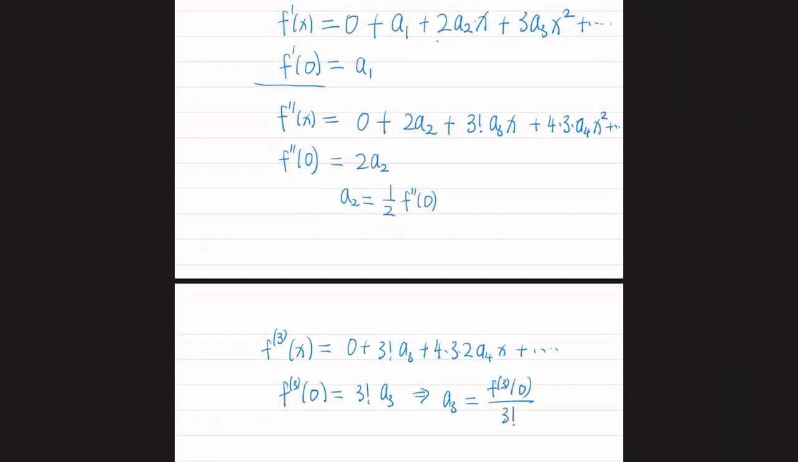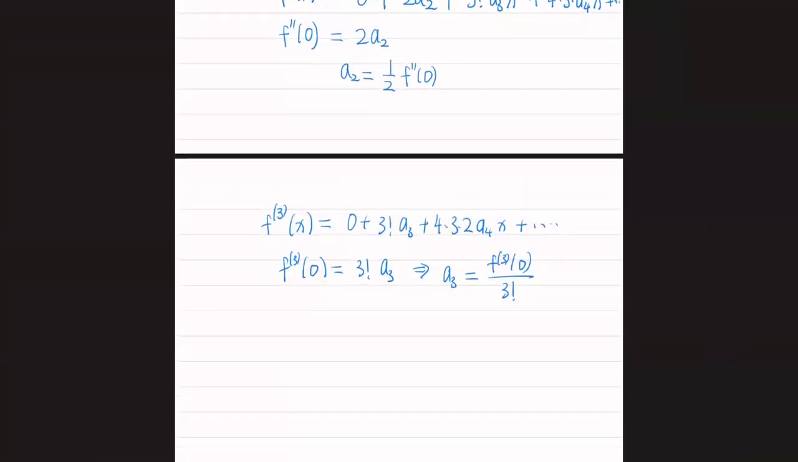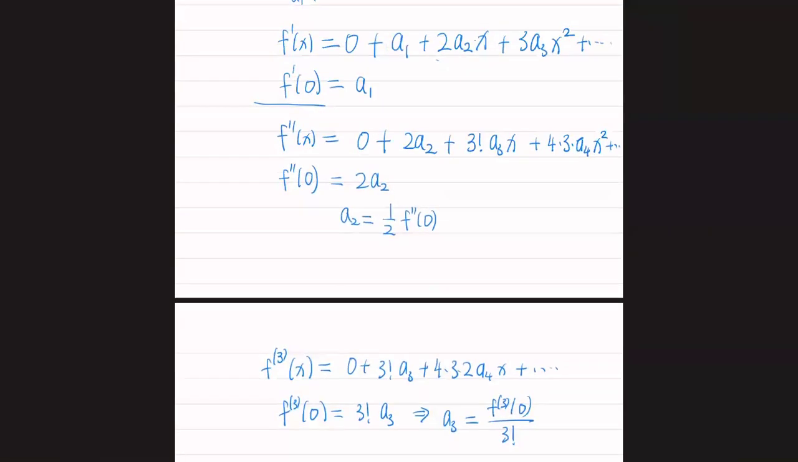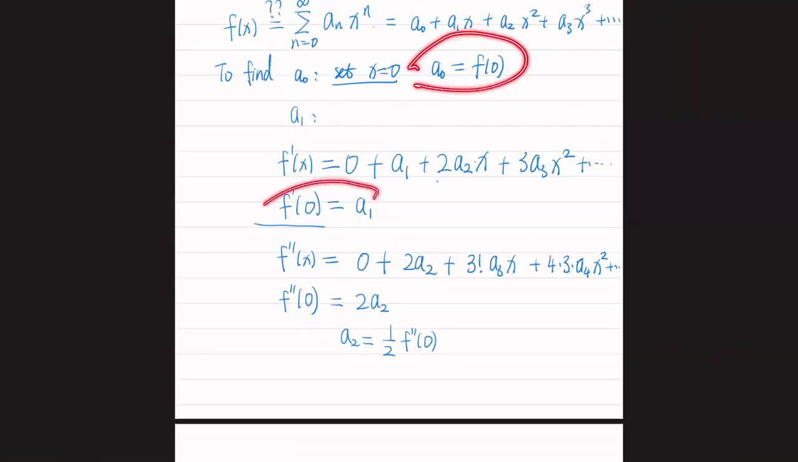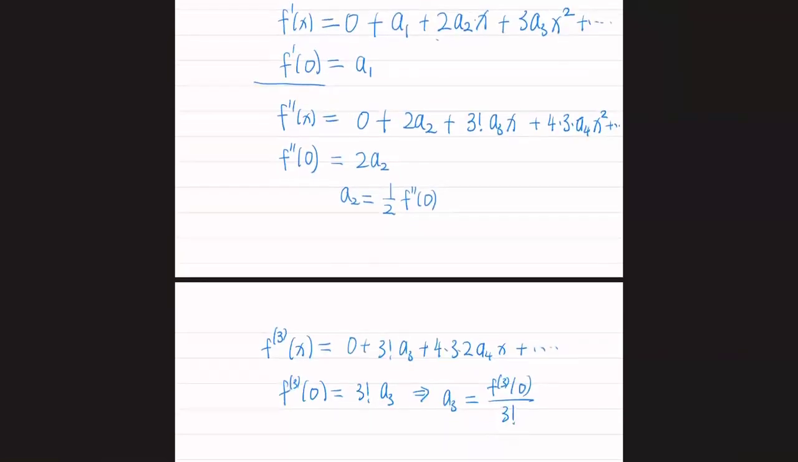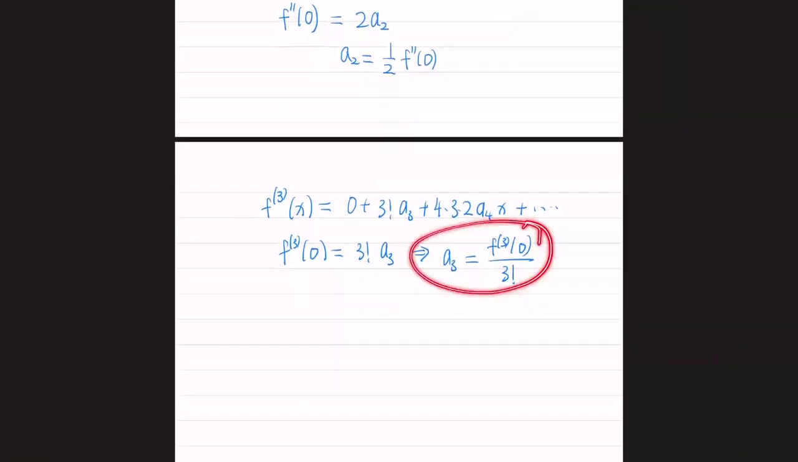Okay. How do we find a4? Do you see a pattern over there? From a0, a1, a2, and a3. Could you guess what a4 is? So there will be some derivative. What's the order of the derivative? 4, nice. What's the denominator? 4 factorial. And you can see it from here. 4, 3, 2, 1, 4 factorial.